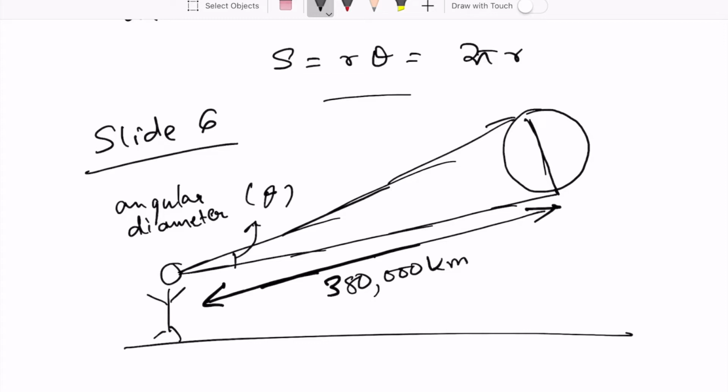Okay, now one thing that you can do is use the arc length formula to find the length of the arc between the two opposite sides of the moon. So the length of the arc would look like this. The arc joining these two points would look like that. I don't need to have the edge over here. All right, so you could find that.